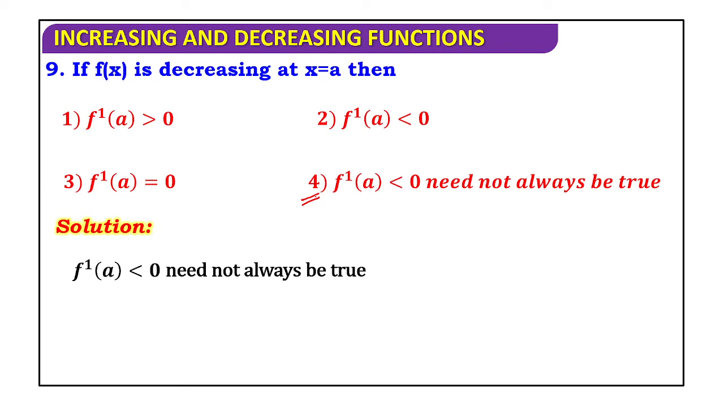Clear? Please remember this, because in theory we always study that if f dash of a is lesser than 0 at x equal to a, it is decreasing, but this is not a sufficient condition, it is called a necessary condition. Okay, it's not a sufficient condition, it is a necessary condition. So therefore you just remember that it need not be always true. Clear?